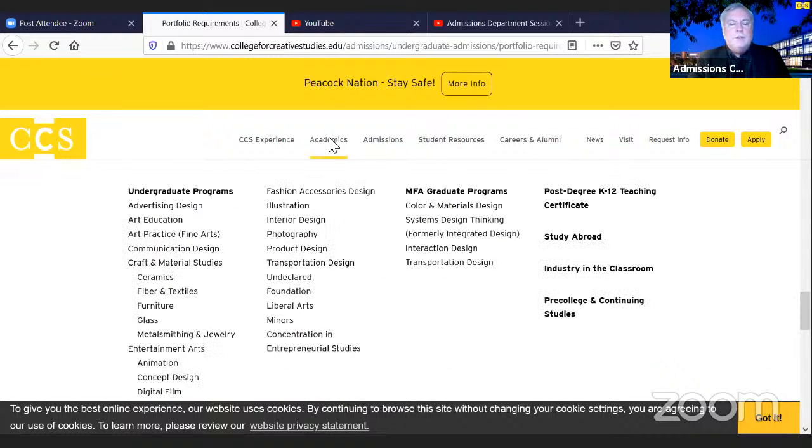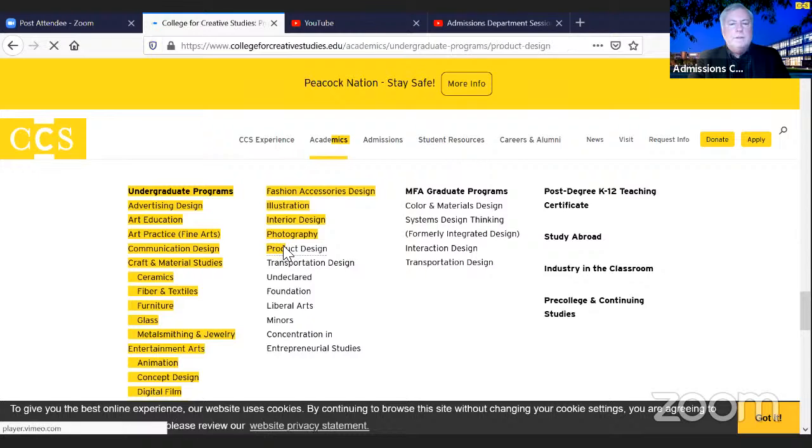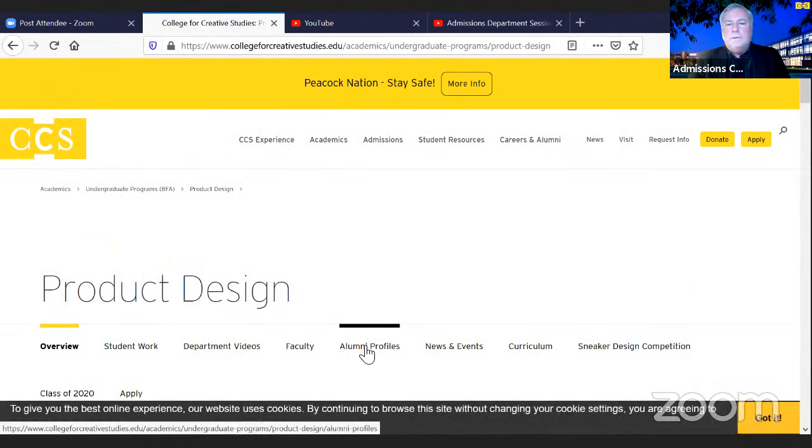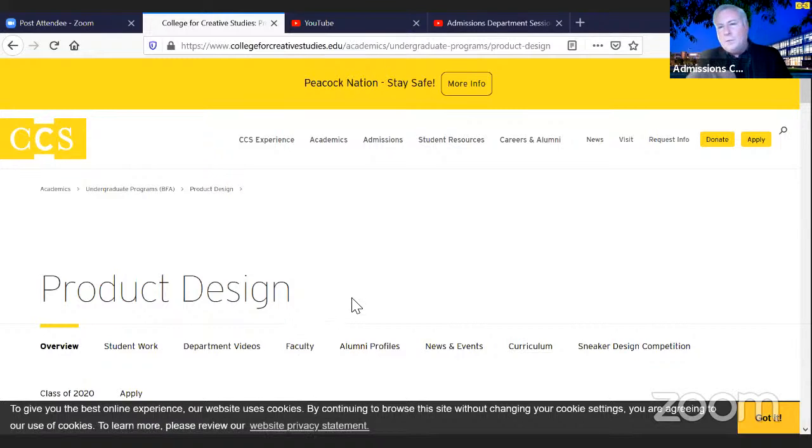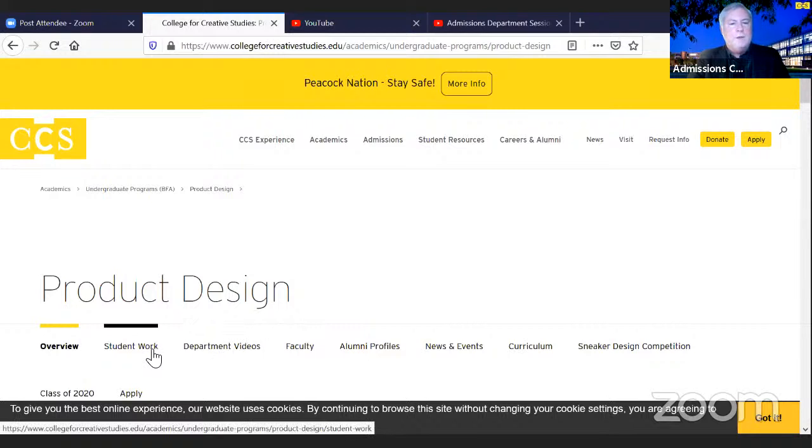And like John had showed you earlier, if you go to academics and you go to product design here, that's where you will find those alumni profiles that John was sharing with you. And you can find out background information on all of our esteemed faculty. We have an outstanding pedigree of faculty. I don't even think they spoke very much about themselves, but John was sharing some of his work. I mean, his whole office behind it, his chair, the cabinets, designed by John. So pretty impressive stuff. There's departmental videos, student work here, news and events.